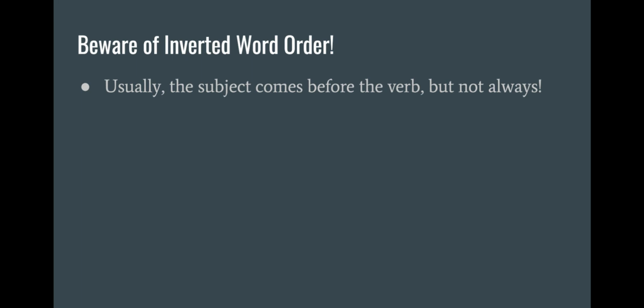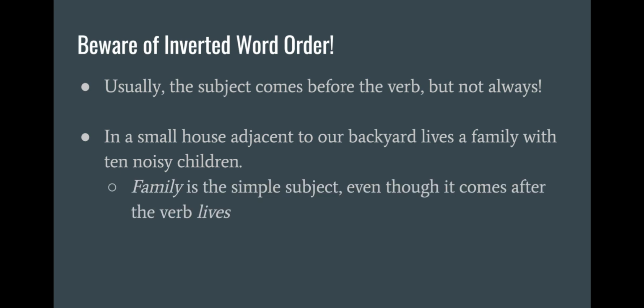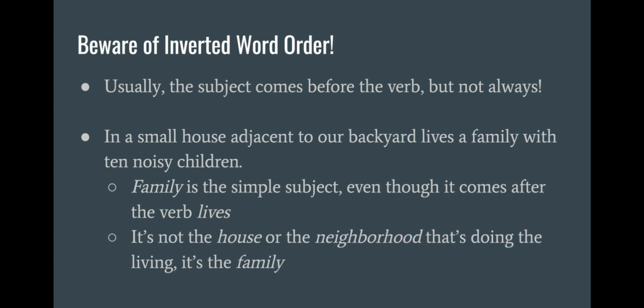Beware of sentences with inverted word order. Usually the subject comes before the verb in English sentences, but not always. So I want to show you this so you don't get tricked when the sentence is backwards. Like this sentence, in a small house adjacent to our backyard lives a family with 10 noisy children. It's the family who is doing the verb living. So family is the simple subject, even though it comes after the verb. It's not the house or the backyard that's doing the action of living, it's the family. So family is the subject, even though it's towards the end of the sentence.